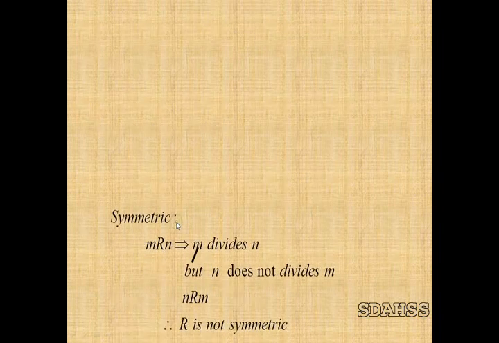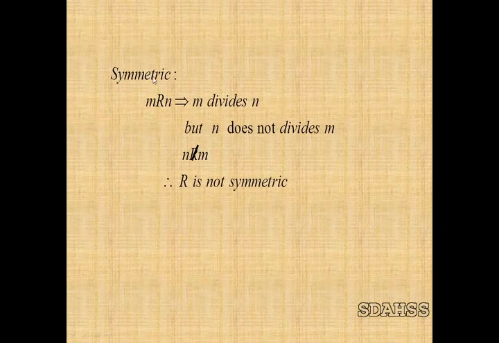Then the second condition is symmetric. What is the condition for symmetric? The condition is A is related to B implies B is related to A. So here let us take M is related to N. M is related to N means M divides N. See, for example, 4 divided by 2.